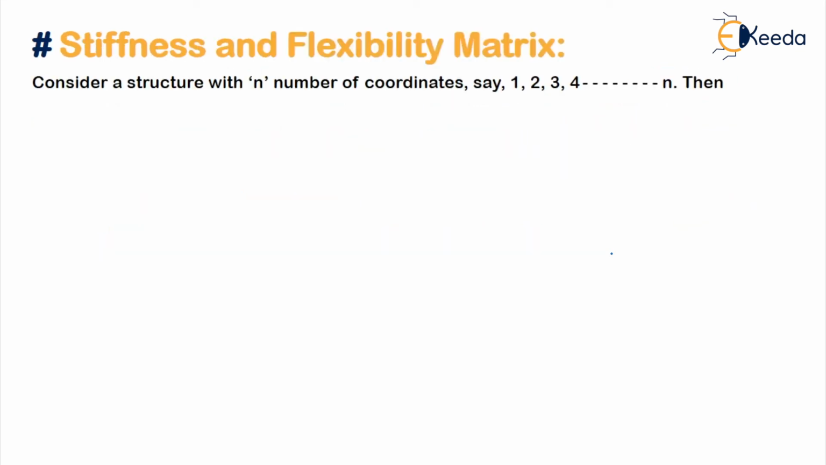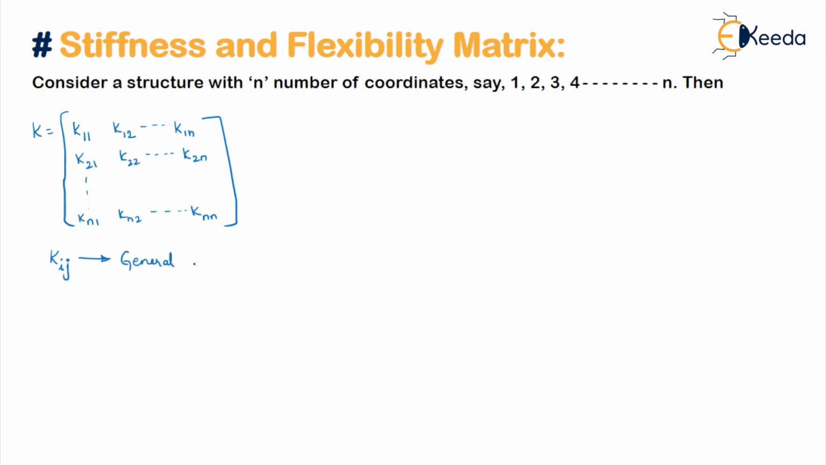If we take up a structure which has n number of coordinates, say 1, 2, 3, 4 up to n, in that case your stiffness matrix K is given by this generalized matrix. If there are n number of coordinates, the first row is K11, K12 up to K1n. Next will be K21, K22 up to K2n. Similarly this will go on up to Kn1, Kn2, so on up to Knn. Now, to discuss what these notations are, let us take a generalized term called Kij. So this is a general term.